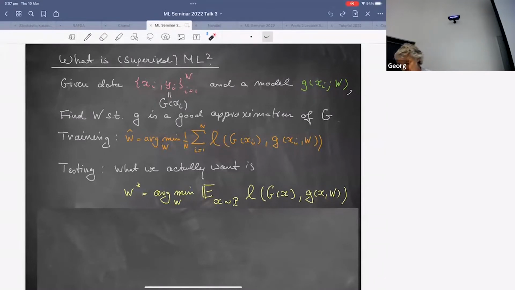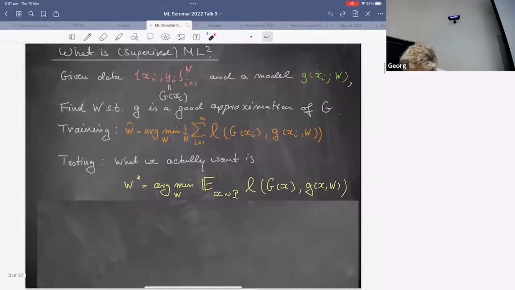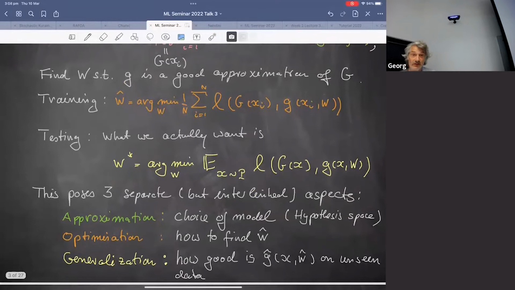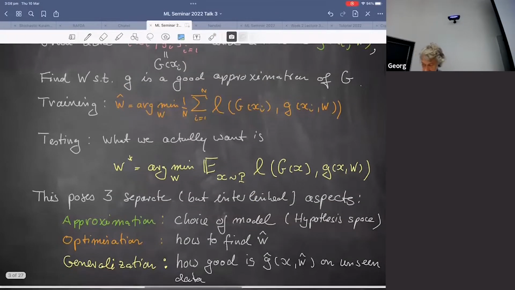So what we really want is the expected value of this loss function, where the x are now drawn from the probability measure from which the data originate. That's the actual thing that we're interested in, and that's called the generalization. So if we look at that, we can identify three separate aspects of this machine learning enterprise.